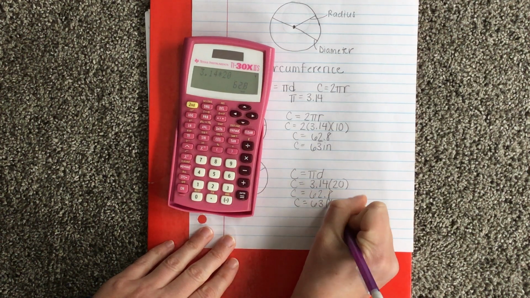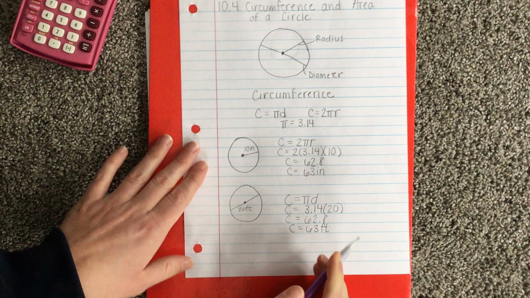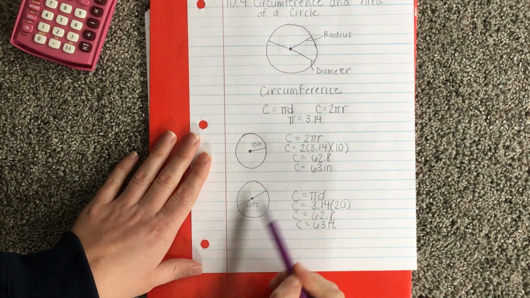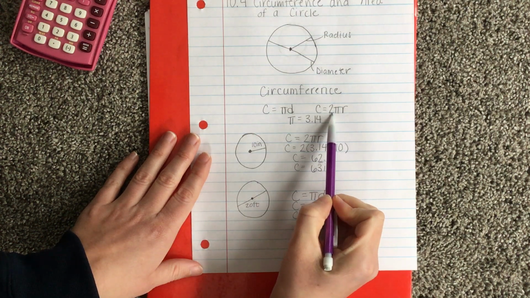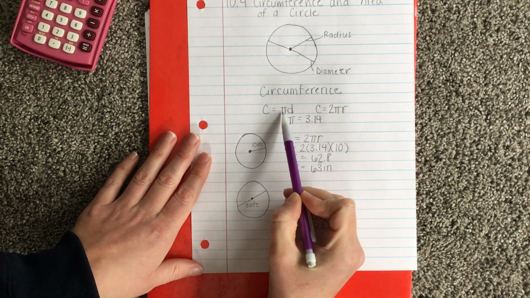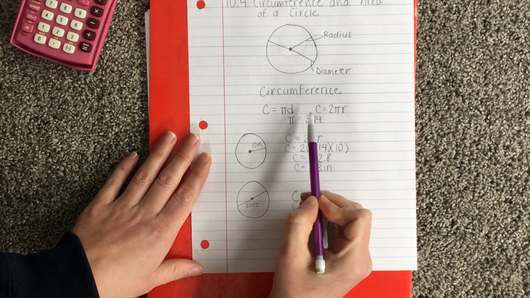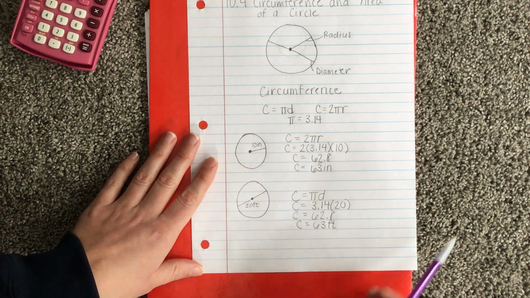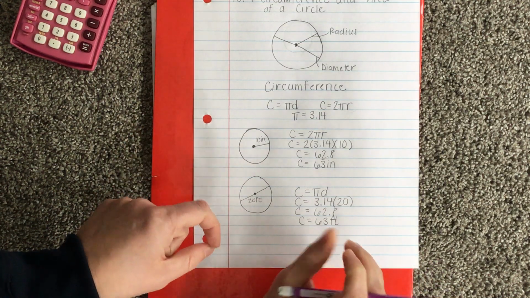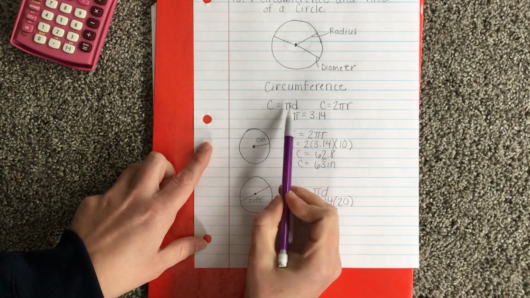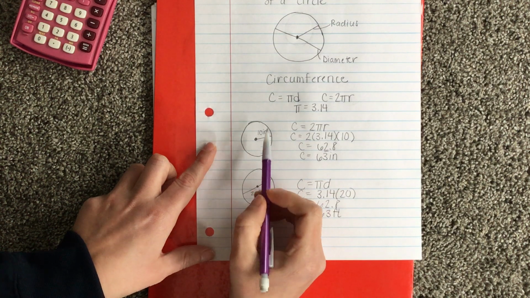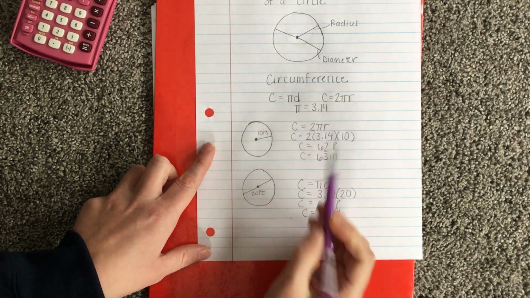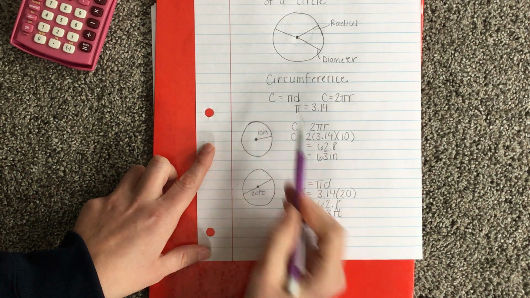Now, I did that on purpose so you could see something. The radius is half of the diameter. That's why we multiply this equation by 2. These say the same thing because the radius is half the diameter. The diameter has 2 radiuses. So when you approach a problem with circumference, choose the formula based on the information they give you. Do they give you a radius? You're going to use this formula. Do they give you a diameter? You're going to use this formula.